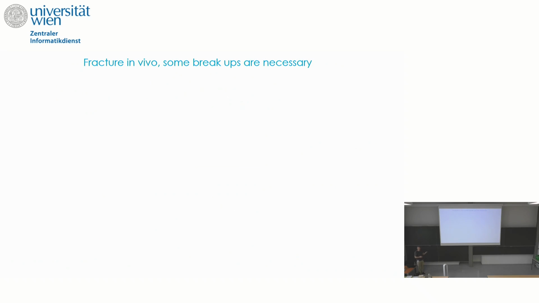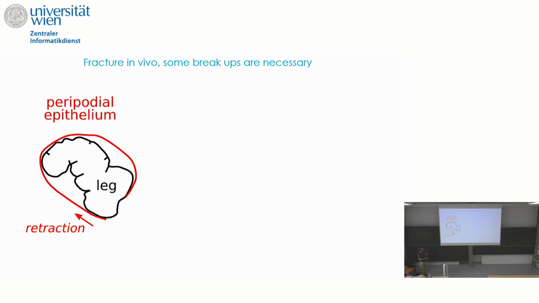But actually, in embryonic development, there are some situations where we need these fractures to occur. So, for example, the Drosophila leg initially consists of a squamous epithelium called the peripodial membrane, which is in red here, which is in apposition with a columnar epithelium that forms the leg. And as this leg extends, the peripodial membrane needs to break.